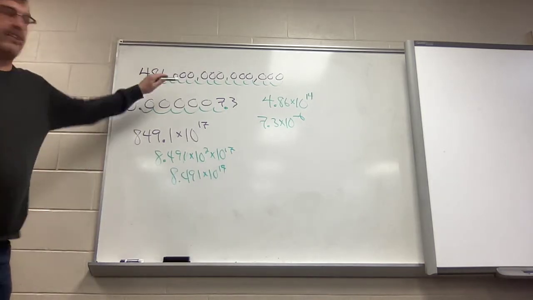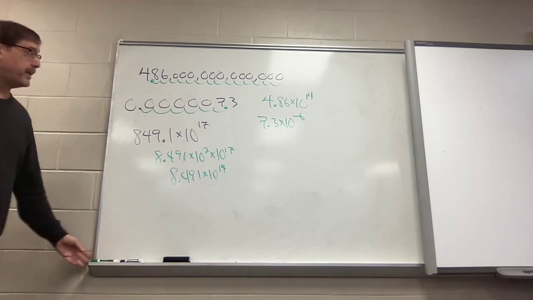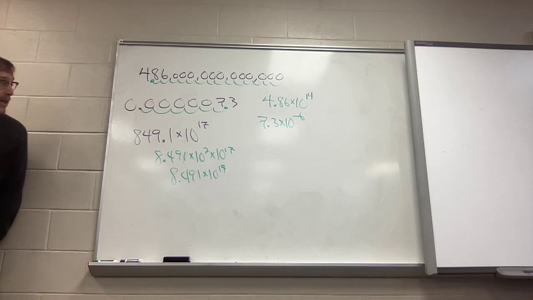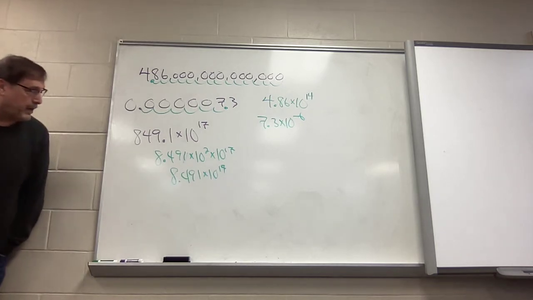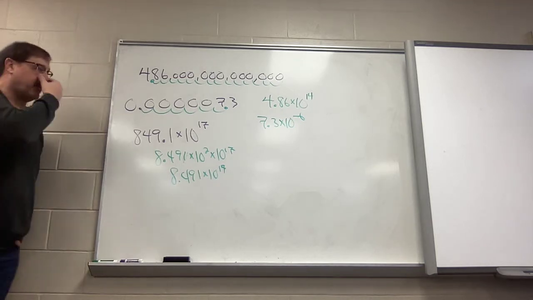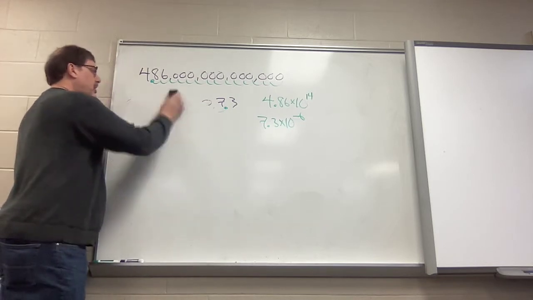It's hard to count on your desk when you can't count them, but I think I counted right. Maybe you did too. 4.86 times 10 to the 14th. Woohoo. 7.3 times 10 to the negative 6. And 8.49 times 10 to the 19th. Woohoo. All right. Awesome. It is hard to count zeros when you don't have them to count.